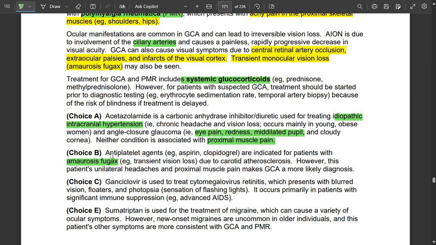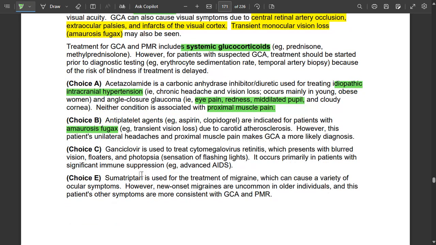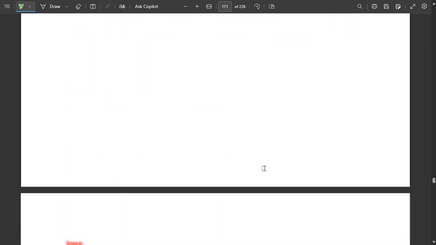Cytomegalovirus infection is very common in advanced age, and ganciclovir is given for CMV infection. In the eye, there can be vision blurring, floaters, and photopsia. Migraines can cause a variety of ocular symptoms, but new-onset migraines are uncommon in older individuals, and the patient's symptoms are more concerning for GCA and PMR, polymyalgia rheumatica.